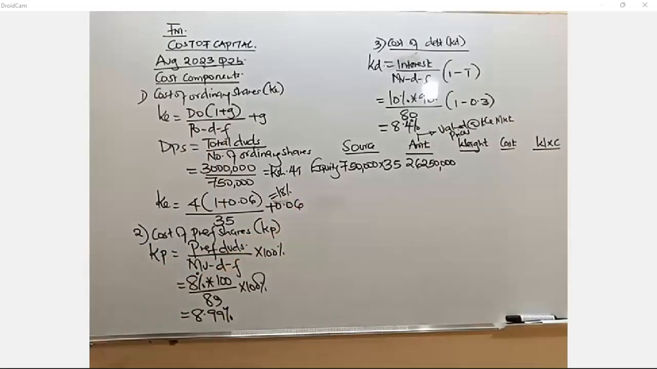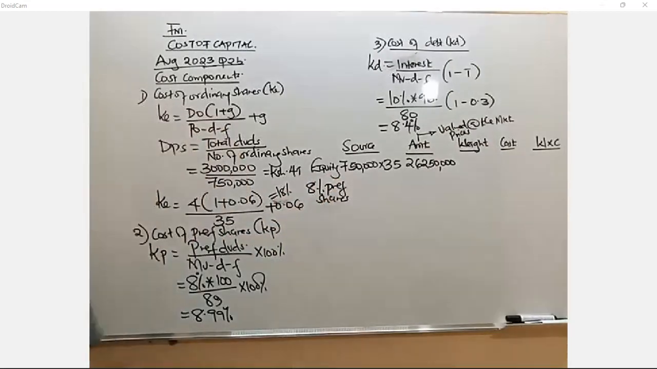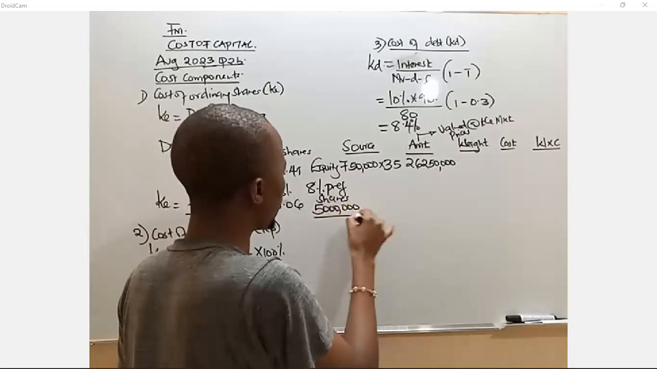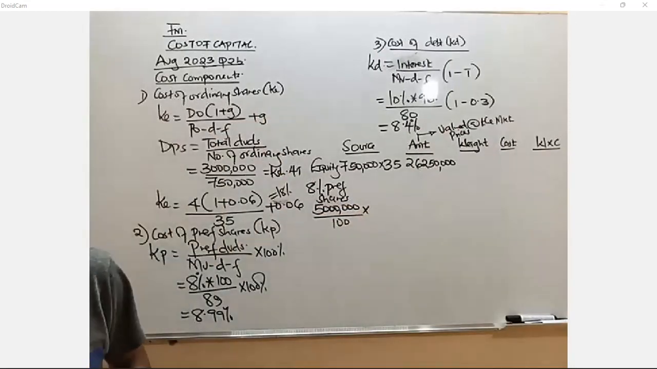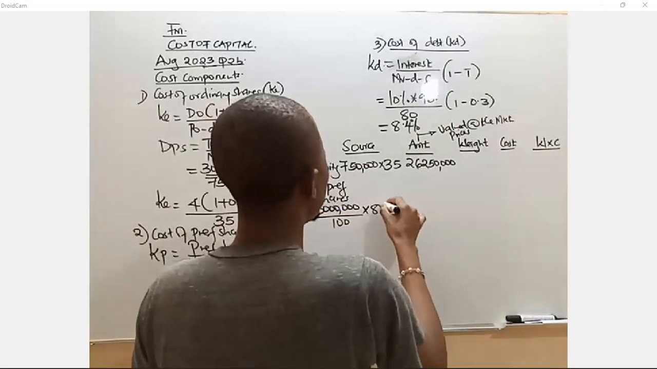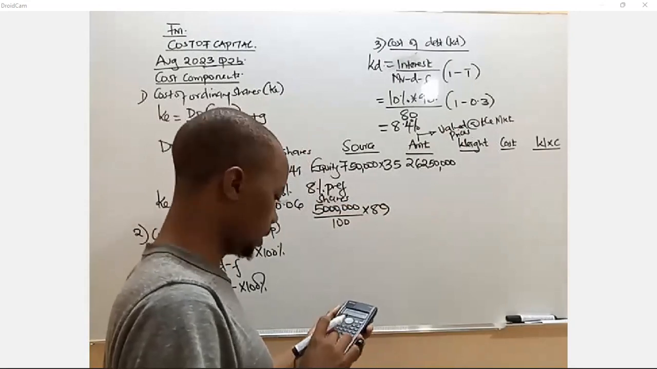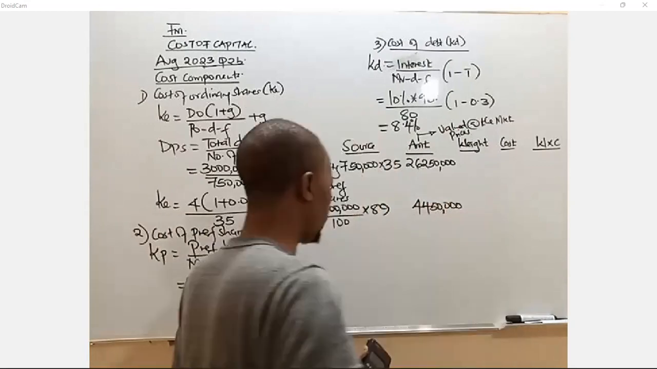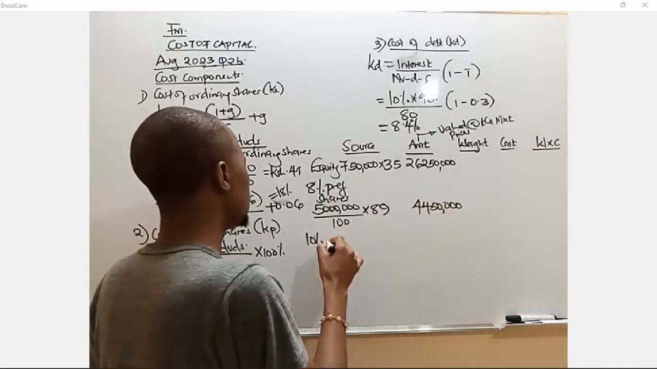Now, let me look at the 8% preference shares. We are just going to look at how many preference shares we have. I can take 5 million, which is the total value, and divide by the par value, which is 100. Then I multiply by the market value of this security, which is 89 bob. So how much is this? I can see 50,000 from my end. So 50,000 times 89, we are getting 4,450,000.